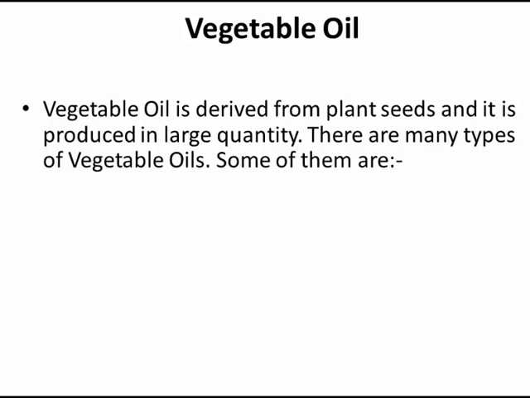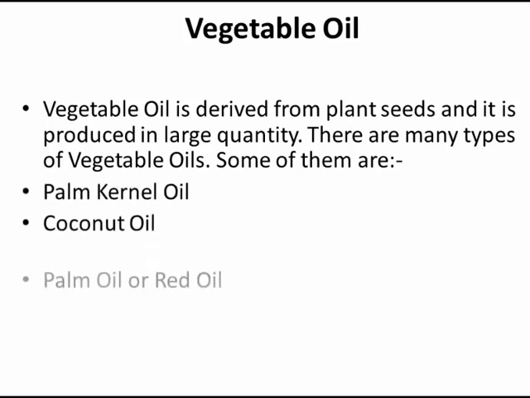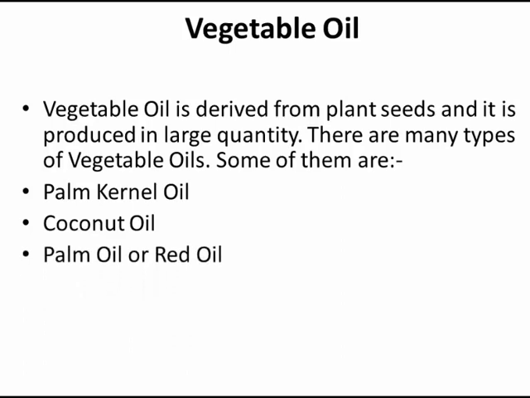There are many types of vegetable oil. Some of them are palm kernel oil, coconut oil, palm oil or red oil, olive oil, and castor oil. There are many. All of these oils can be used in making soap, but majorly people use palm kernel oil because it's readily available around this world and you can easily get it, and it's cheaper.